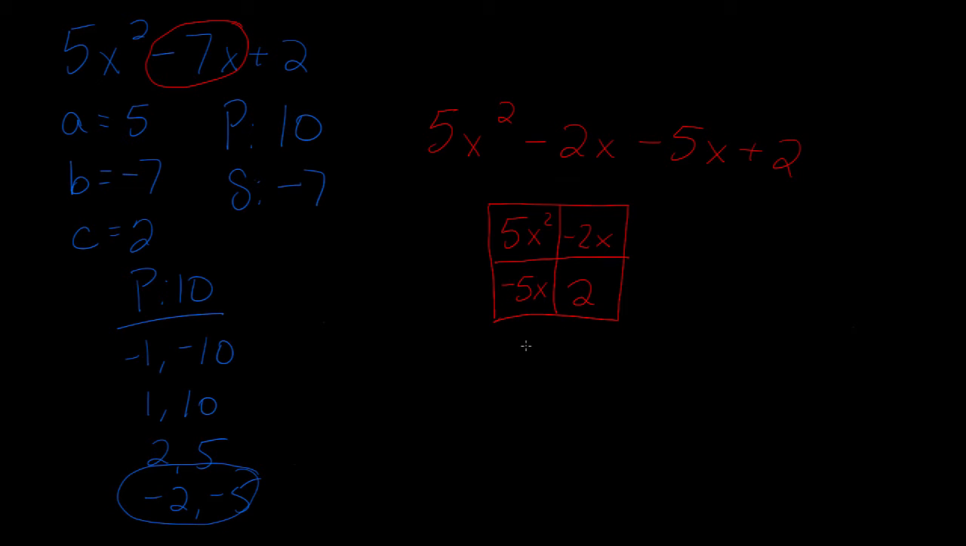All right, so I'm looking for the greatest common factor going straight across. And in this case, the greatest common factor is x. The greatest common factor here is -1. The greatest common factor going straight up and down is 5x. The greatest common factor straight up and down is -2.